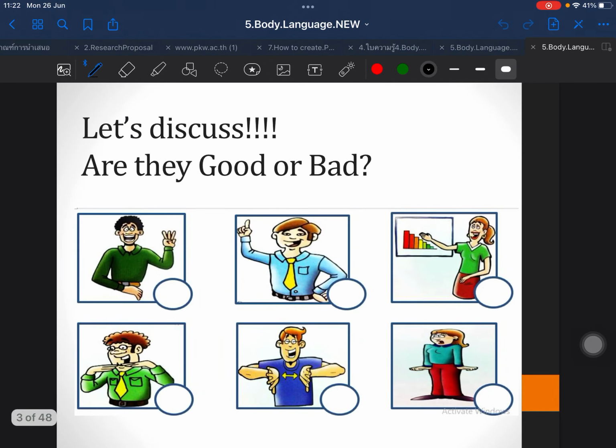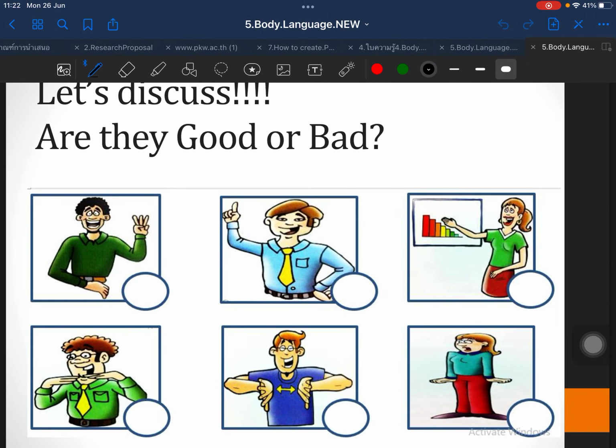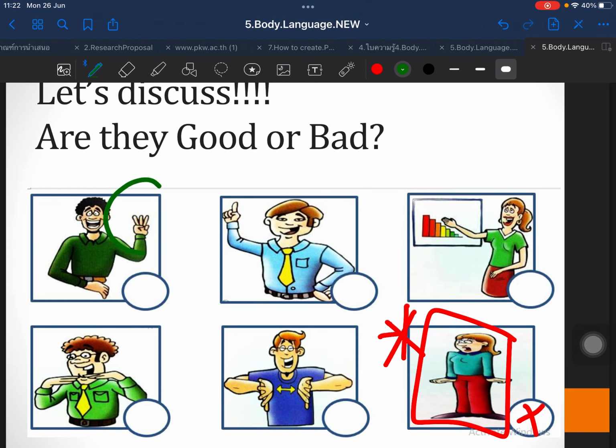Okay, so let's start. Before we learn about body language, we have to discuss if they are good or bad. As you can see, all of them are good except the last one, because the way she's standing is like a soldier or freezing cold and she doesn't move at all. This shows nervousness, that she could not remember the content or she feels concerned about giving the presentation.